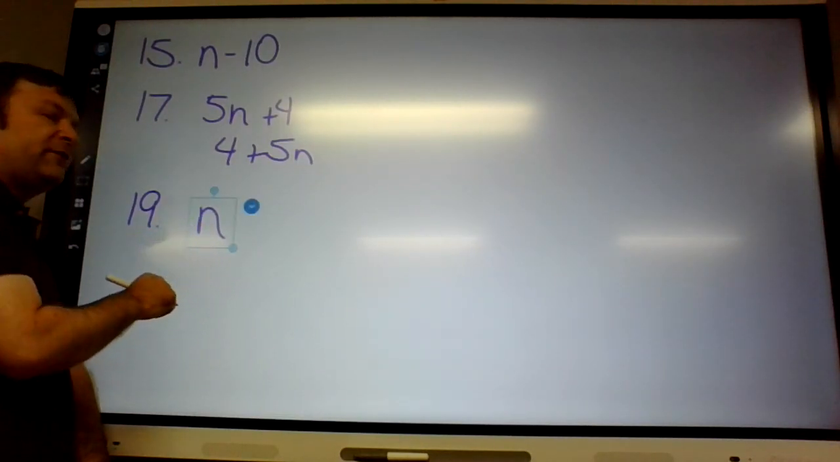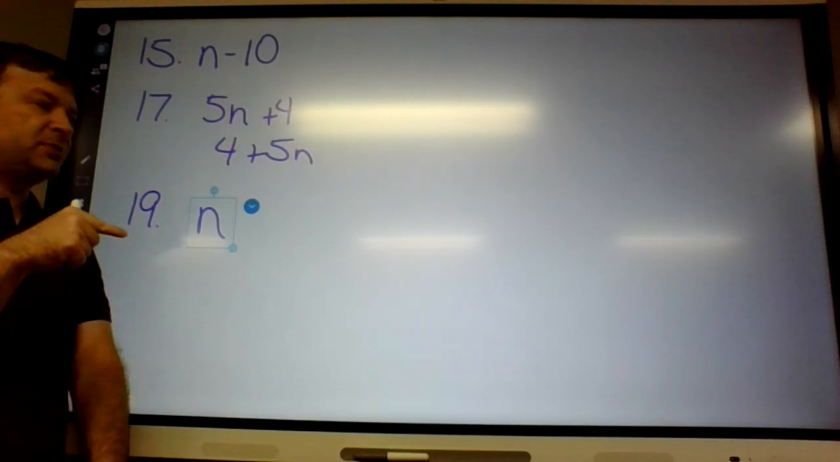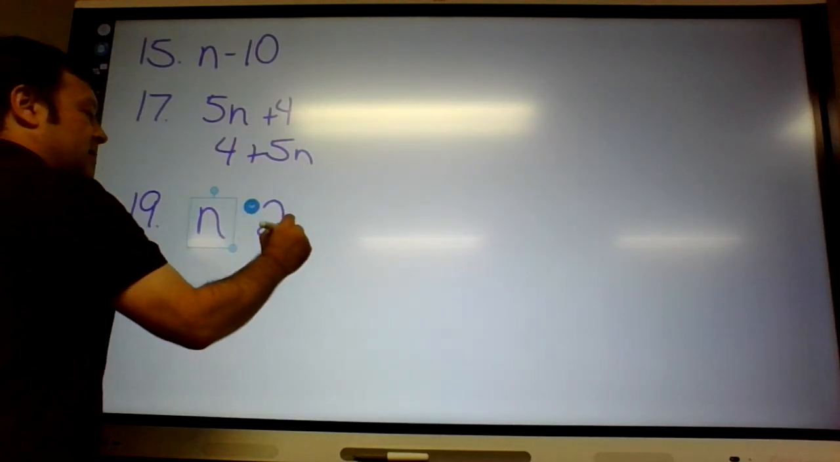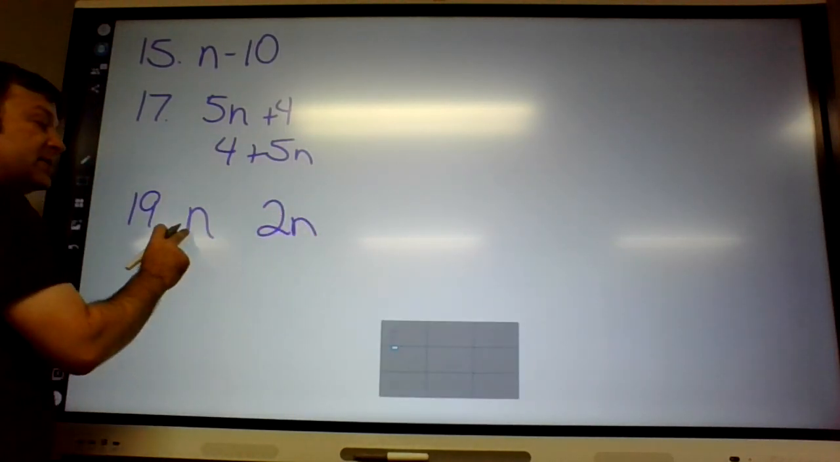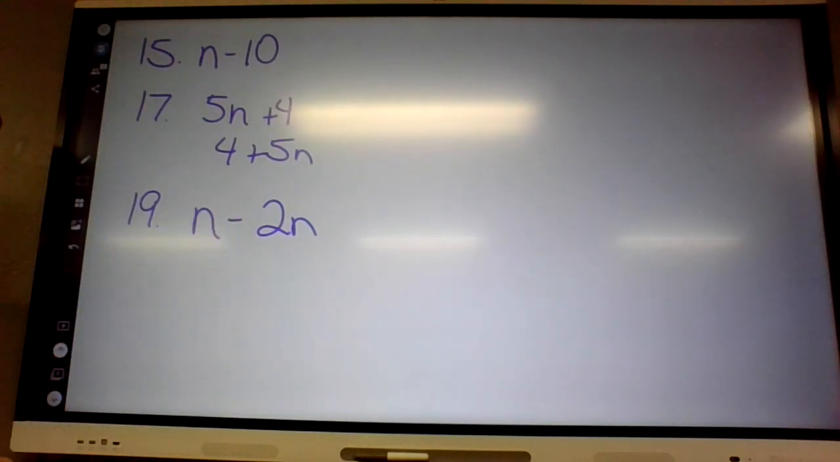If it says a number, that means the variable that we're not sure of. So you just put 2 times n. So that's twice the number. And it said the difference. So remember, you said subtract, which is right.